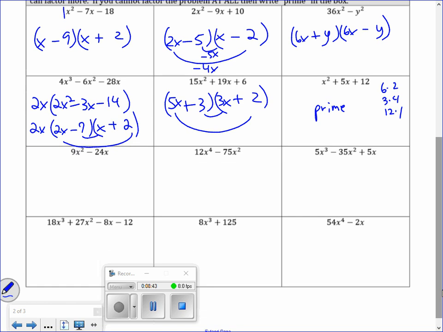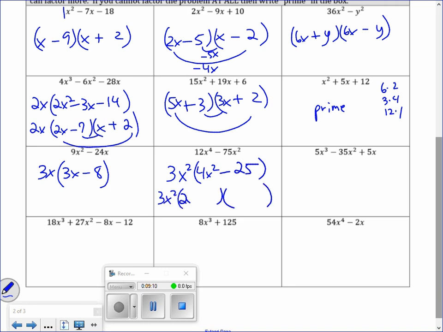All right. Here for this next one, I don't see a number on the end, so I'm just going to see if they have anything in common. They do. They divide by 3x. Once I pull that out, it leaves me 3x minus 8, and that's all I can do. Same thing happens here. 12 and 75 divide by 3, and also x squared I can take away. So when I do that, I get 4x squared minus 25, and then I notice those are perfect squares. So I keep going. One of them is 2x plus 5. The other one is 2x minus 5.